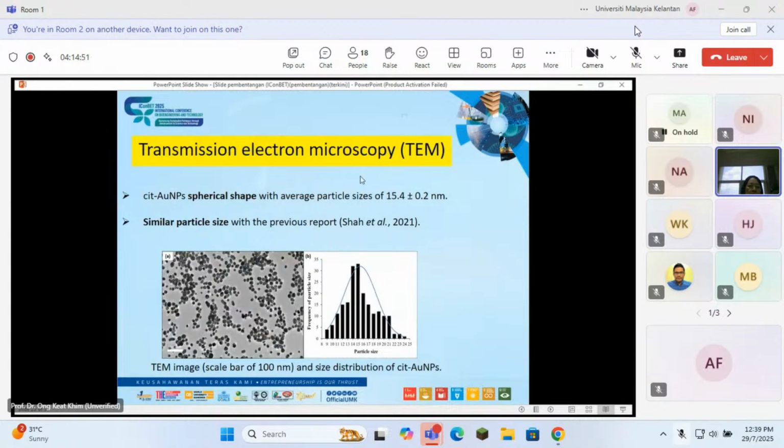In addition, we also conducted TEM analysis. From this TEM image, you can see that the citrate gold nanoparticles have a spherical shape with an average particle size of about 15.4 nanometer. This particle size is also similar to previous reports. So again, this TEM also confirms the formation of gold nanoparticles.